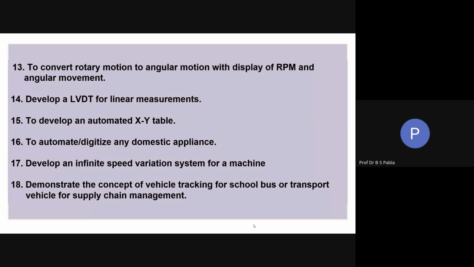Maybe for smaller distances, maybe with more accuracy and precision, develop an automated XY table where you can have graduated X and Y movements like you have on a CNC machine. Automate or digitize any domestic appliance. So the best thing is this: you start learning from your home. Can I automate some process in the house which is difficult otherwise for the house people?